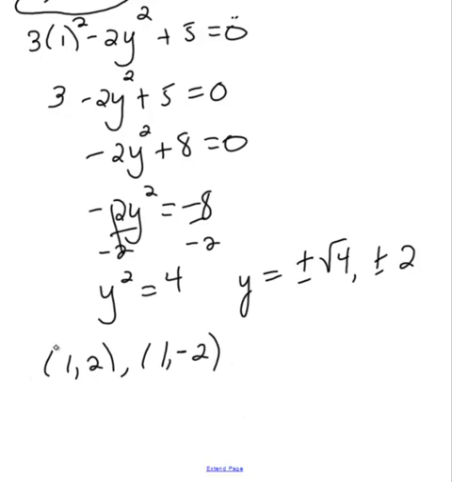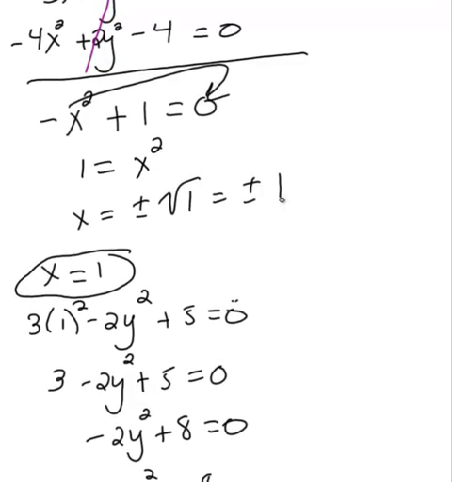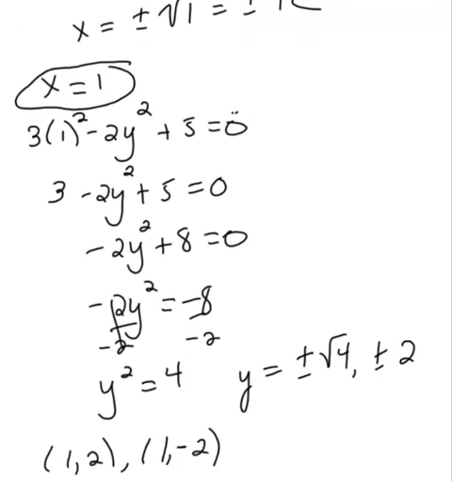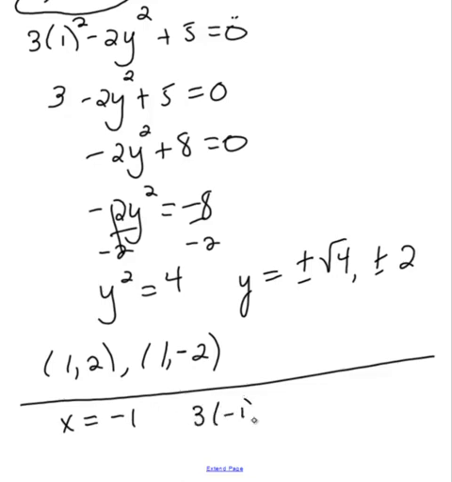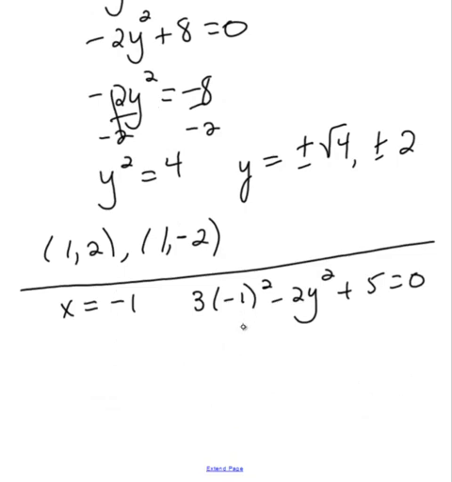Then I have to go back and use my other value of x, which was negative 1. Remember I had plus or minus 1, so I'll let x now be negative 1, the other value for x, and I will find the corresponding y values. I'll use that same equation, 3 times negative 1 squared minus 2y squared plus 5 equals 0. Of course, negative 1 squared is 1. Let's get the same thing I had before.